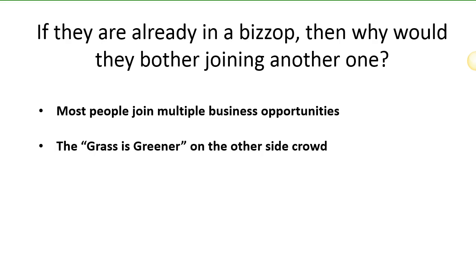So the second would be the grass is greener crowd. Now, this can go a number of ways with this group. Maybe they weren't looking for another opportunity at the time. However, you show up and help them in their current opportunity to get results, and then they figure, wow, this guy or gal, she seems to have it all together and have it all figured out. And maybe if I join them also, they will help me be more successful than where I am at right now.